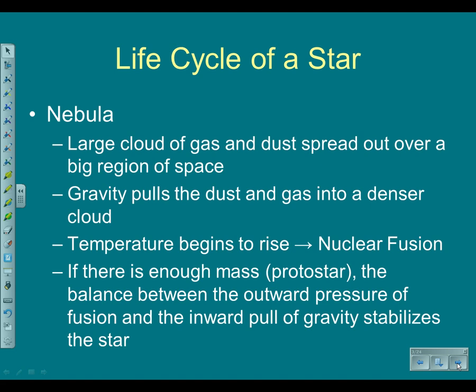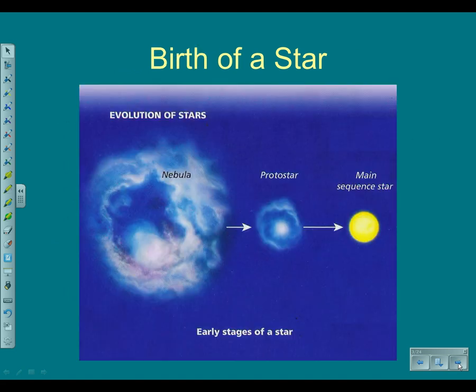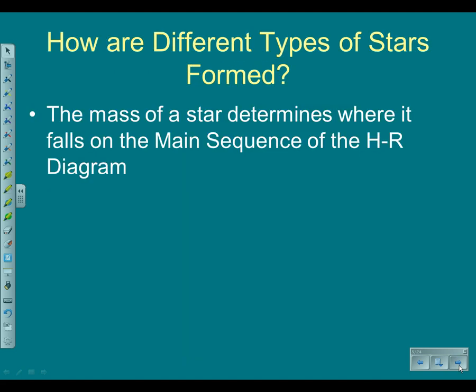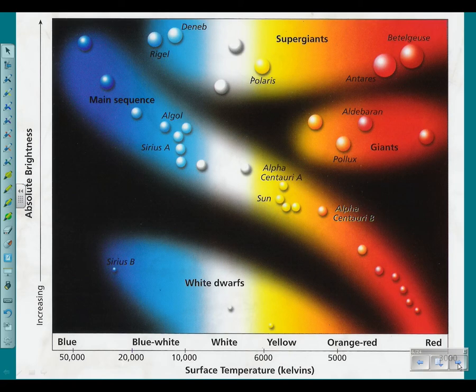Okay, all right. What happens next depends on how much mass there is, okay? The mass of the star determines what kind of a star it is. And we classify those stars on something that we call the Hertzsprung-Russell diagram, or the HR diagram. Okay? Does that look good? Does that look familiar? Yeah. Right? Okay, so, real quick, right?